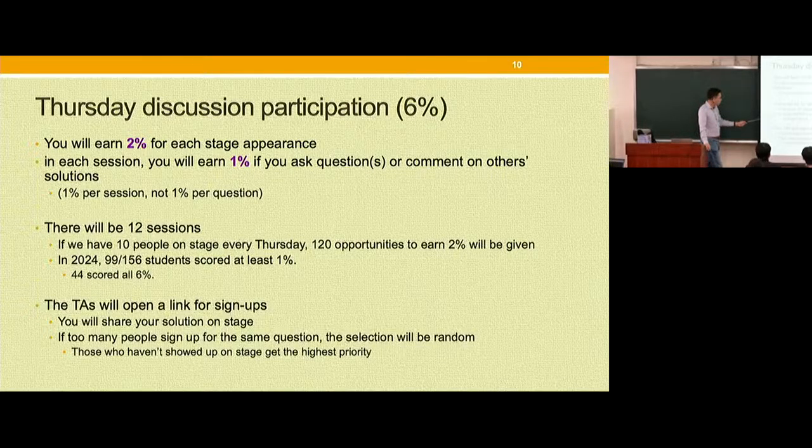And last year, about 2/3 of all the students. Last year we had 156 students. 99 of them eventually earned something from Thursday. So that being said, about 57 of them remained silent. Okay, that's okay too, but it's up to you, right? About 2/3 of students last year scored at least 1 point, and 44 of them scored all 6 points. Okay, so that's just some simple statistics, and we'll see how things work out for this year with you all.